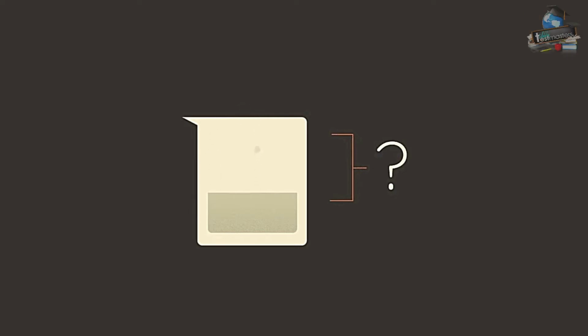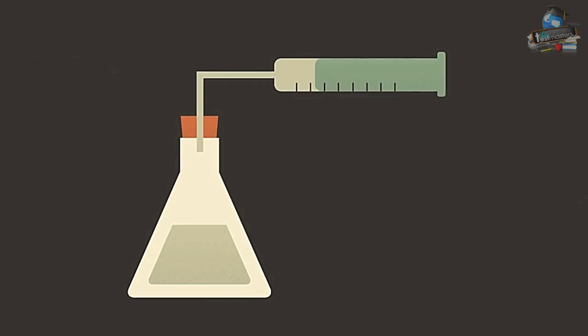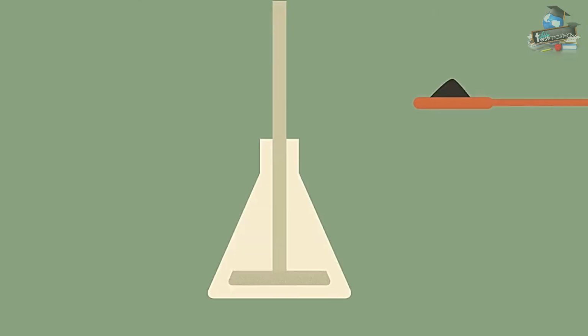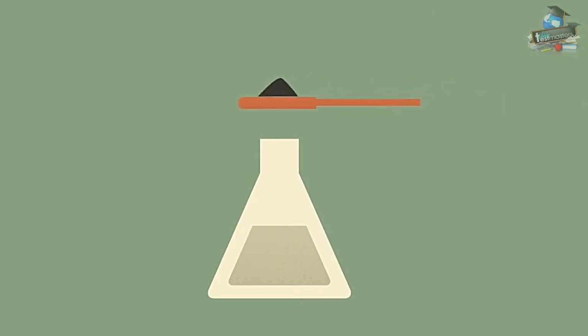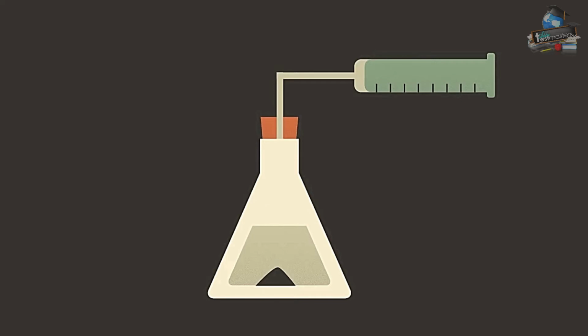This decomposition reaction can be catalyzed by manganese(IV) oxide. The oxygen produced can be measured using a gas syringe. Place a set amount of hydrogen peroxide and add a small spatula of manganese(IV) oxide, a fine black powder. Quickly stopper the flask so as to prevent any evolved oxygen from escaping into the surroundings.